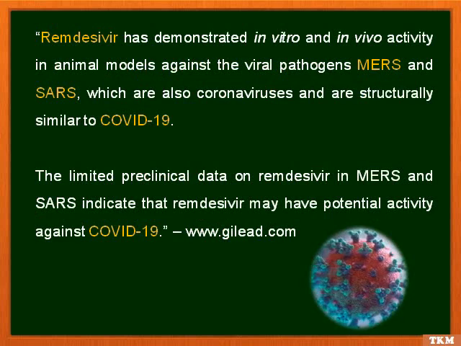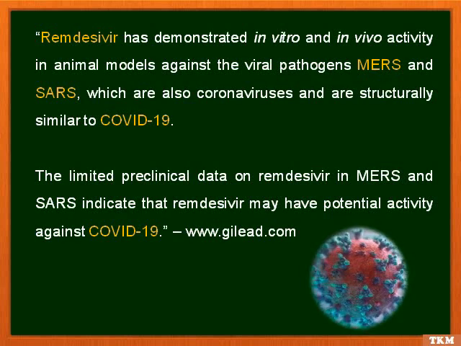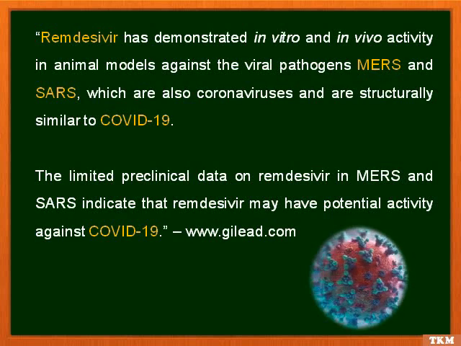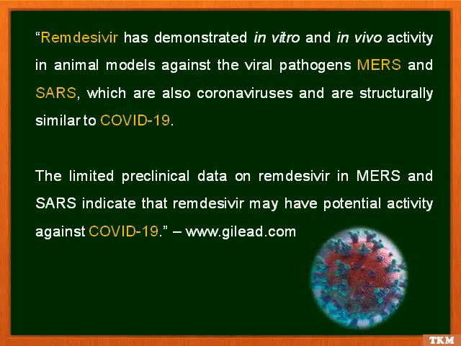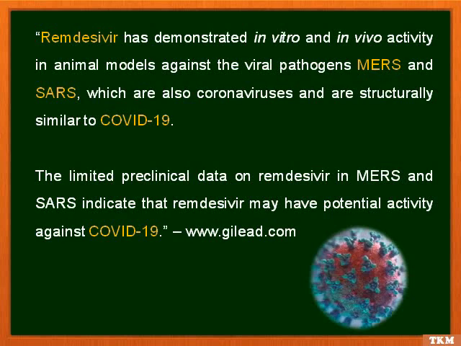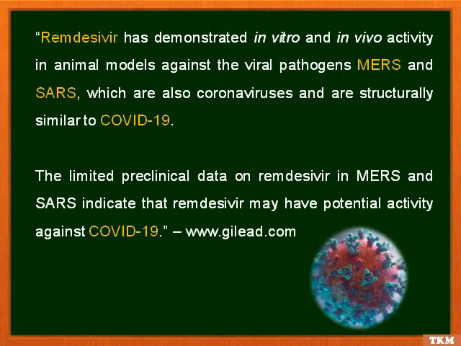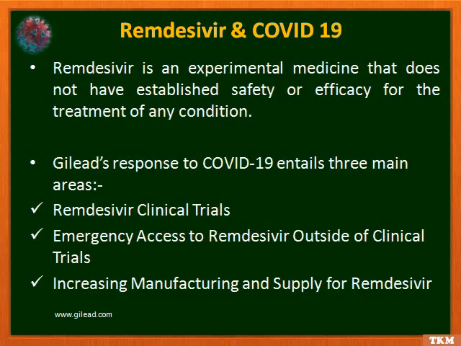Remdesivir has demonstrated in vitro and in vivo activity in animal models against the viral pathogens MERS and SARS, which are also coronaviruses and are structurally similar to COVID-19. The limited preclinical data on Remdesivir in MERS and SARS indicate that Remdesivir may have potential activity against COVID-19. This was as mentioned on the site of Gilead. Now, Remdesivir is an experimental medicine that does not have established safety or efficacy for the treatment of any condition.